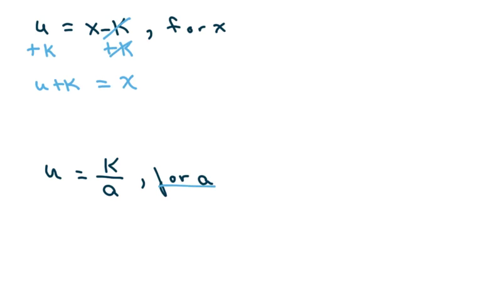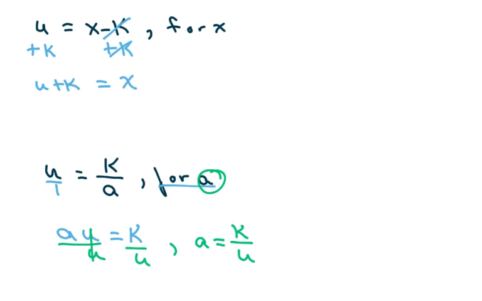For a here, we're going to go ahead and just cross multiply. You get au equals k, and then to solve for a, you divide both sides by u. So the u cancels, and you get a equals k over u.